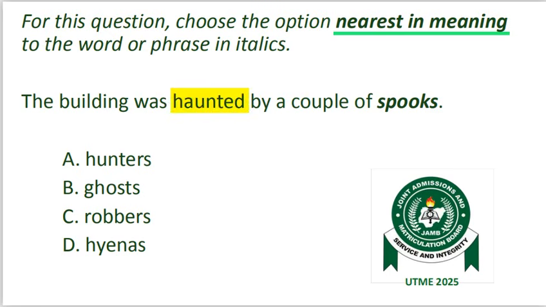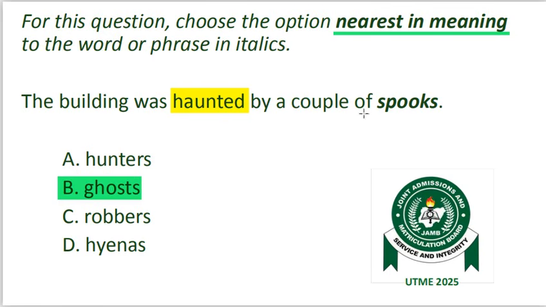This particular word shows that it is a spirit, not hunters, not robbers, not hyenas, but spirits that is disturbing the whole of the building. The word haunted shows this. The synonym for spooks is ghosts. The building was haunted by a couple of ghosts.